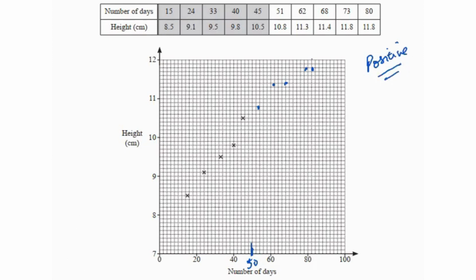And the line of best fit is going to be the one which has an equal number of points above the line and below the line.